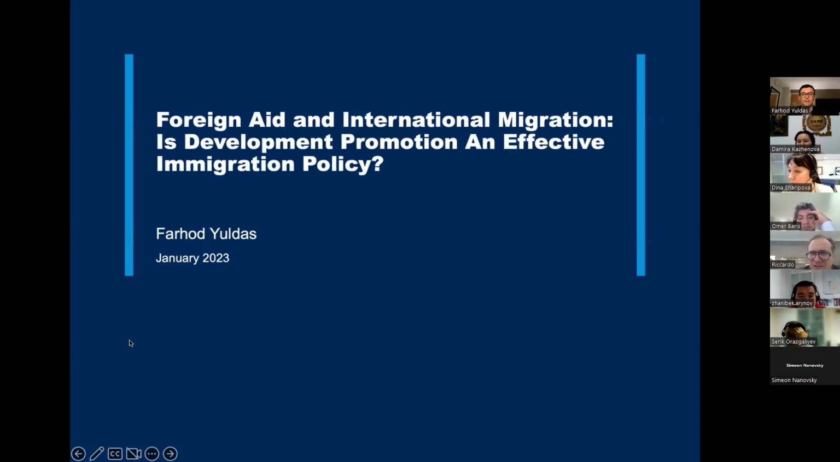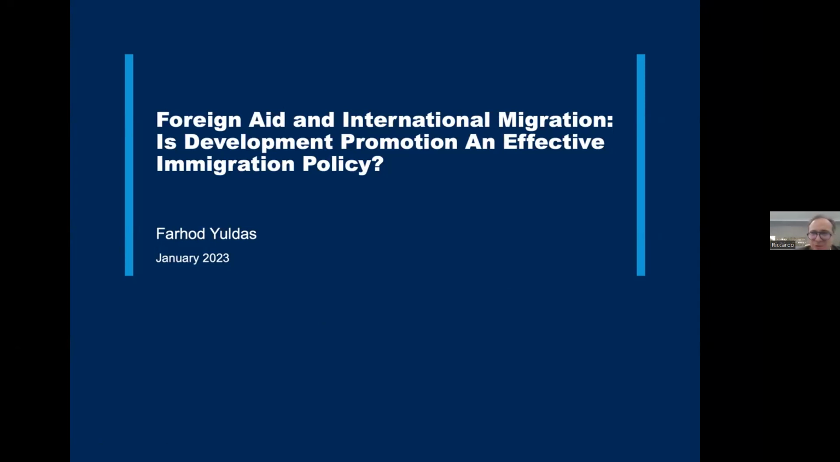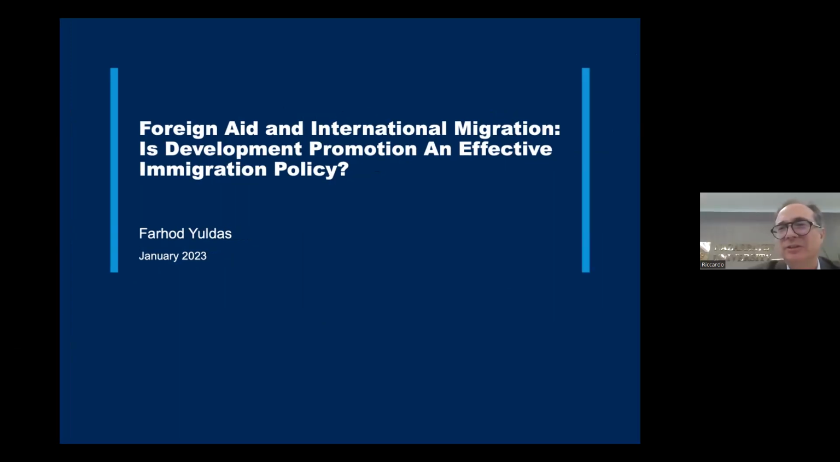Dr. Yuldas, after studying political science, got a master in public administration from Central Florida University, then got a PhD in public and international affairs from the University of Pittsburgh, one of the best universities in the United States. He works as a senior statistician at Wells Fargo, and is phenomenally well published, having published among other places in World Development. Tonight he will be talking to us about foreign aid and international migration.